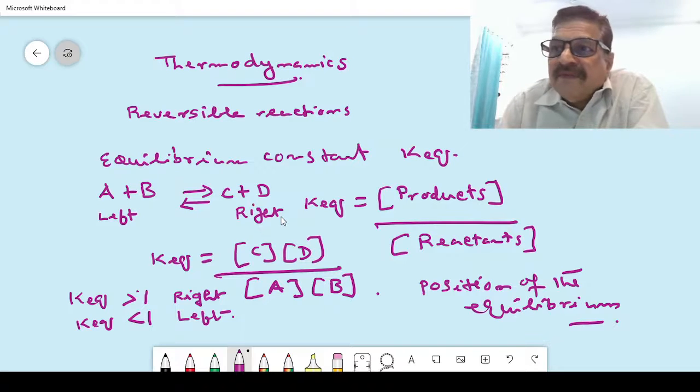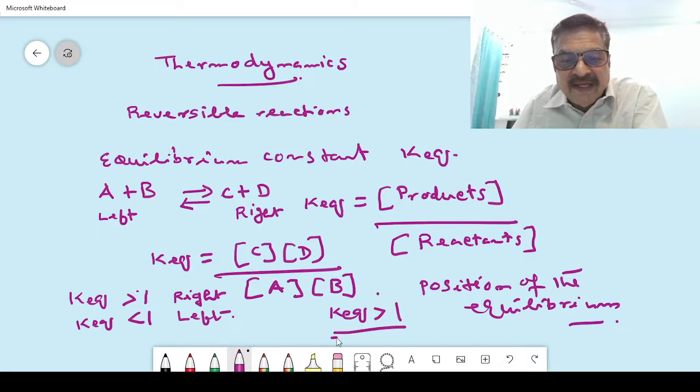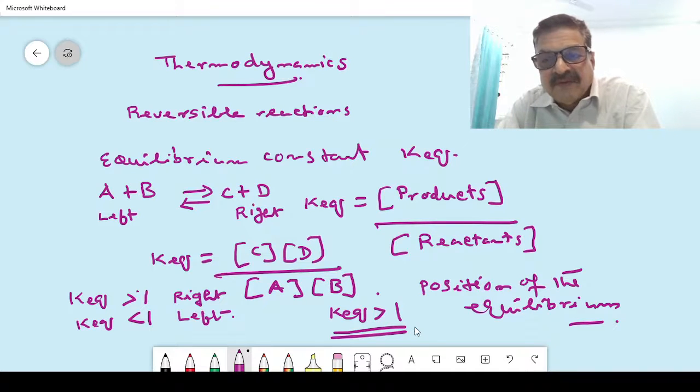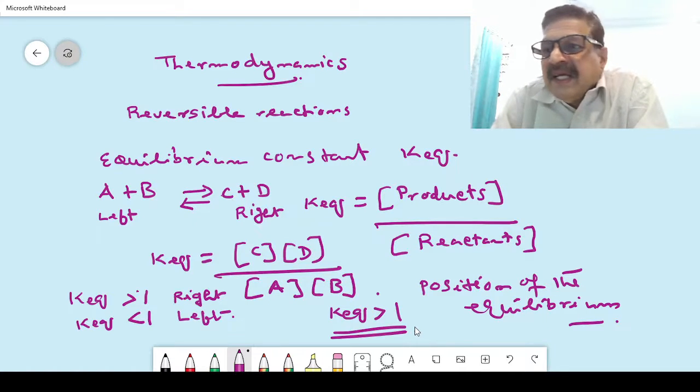Now, for a reaction to be useful, what is to be done? Equilibrium must favor products. Correct? That means for a reaction to be useful, KEQ should be greater than 1. Then only it is of some use to us, because we want the products here. There is no point in conducting the reaction if you don't get the products. Therefore, for a profitable or useful reaction, equilibrium must favor the formation of the products. That is, KEQ should be greater than 1.